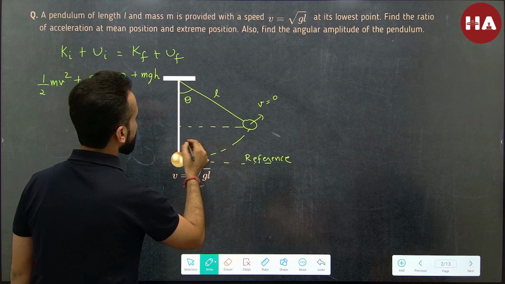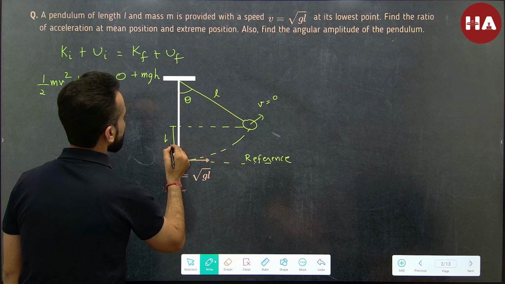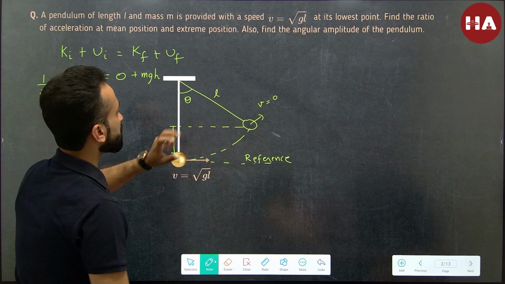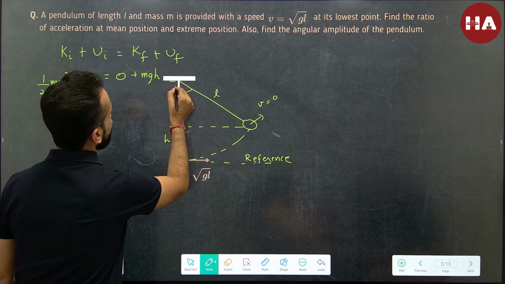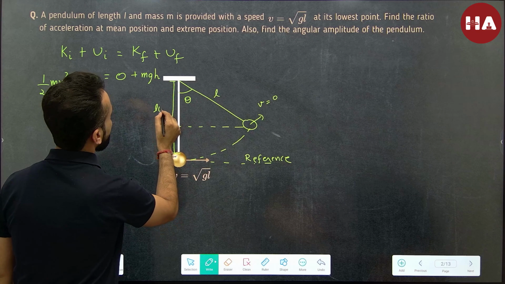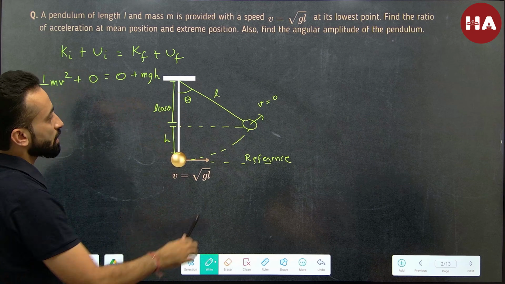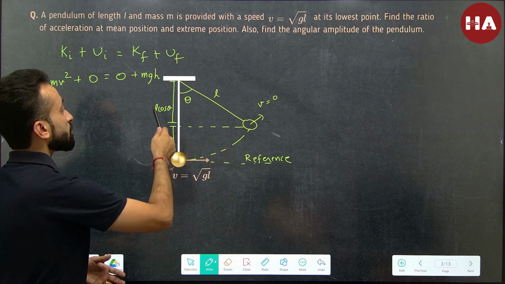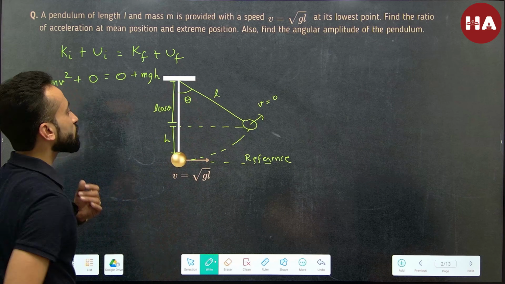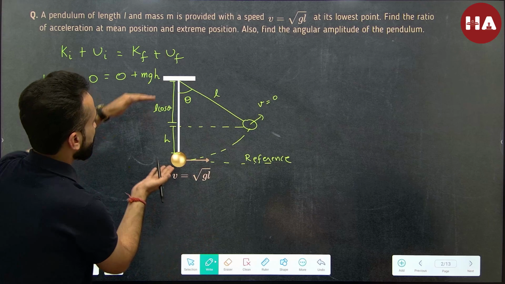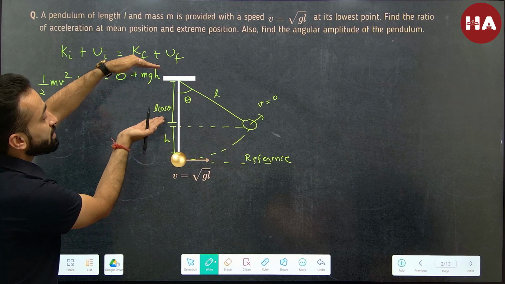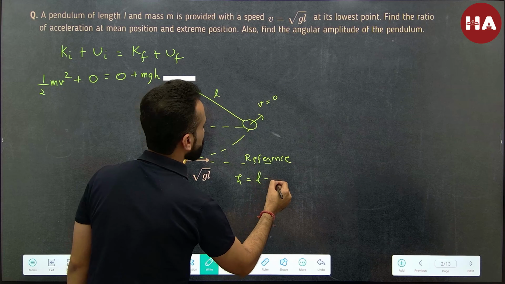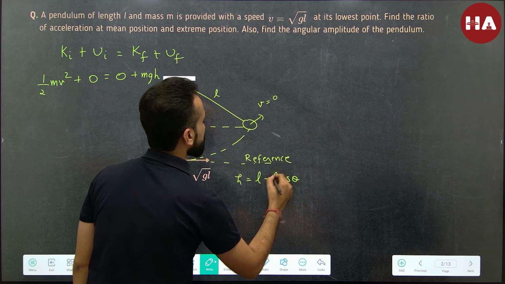So what is h then? This height that this pendulum has achieved till the extreme position, this is, let's say, h. So I hope you understand this is going to be L cos theta, isn't it? If this is L, using the cosine, that is the base over hypotenuse, this is going to be L cos theta. So this whole is L and this is L cos theta. So we can write that h is equal to L minus L cos theta.